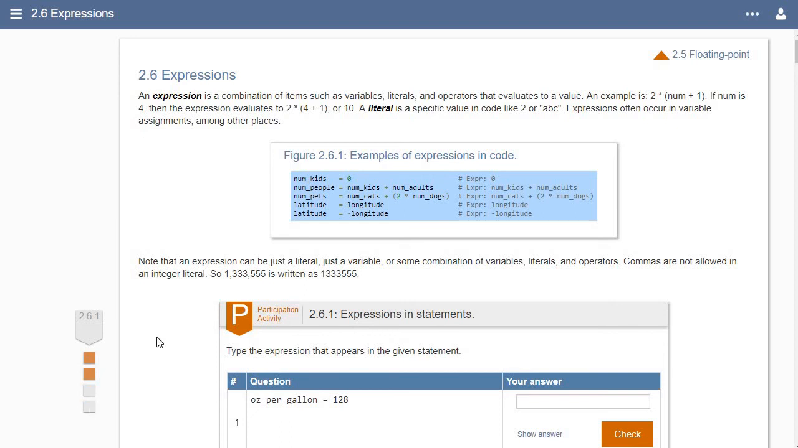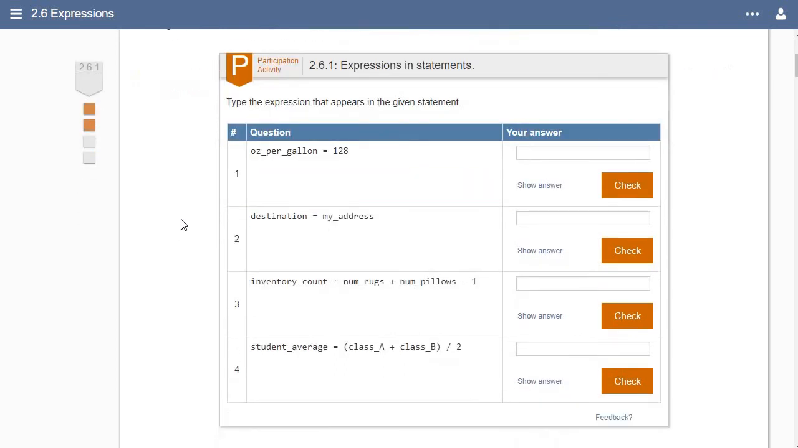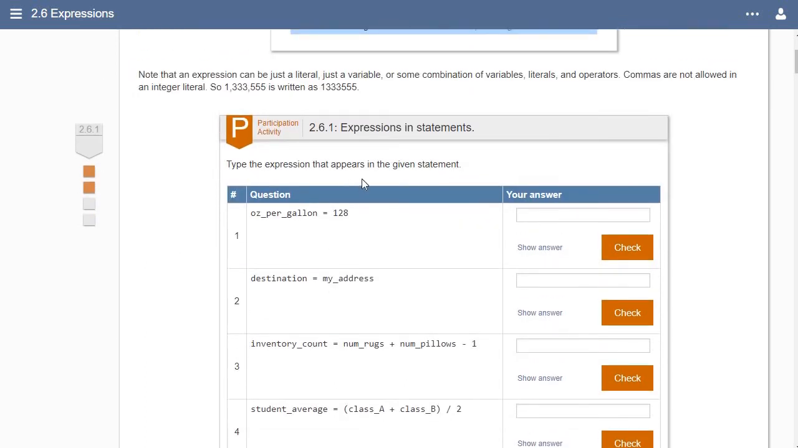So let's look at some different expressions. If you come down just a little further in this book, you'll see here's some questions. Type the expression that appears in the given statement. Ounce per gallon, that's our variable, just like x was our variable in my example. There's our equal sign, so what did I say the expression would be? Everything after that. So, 128. Let's test it. Ta-da!